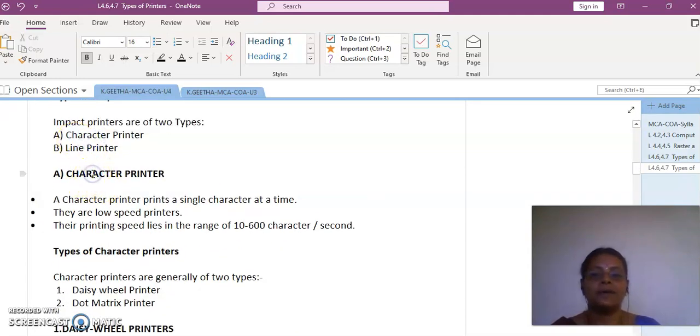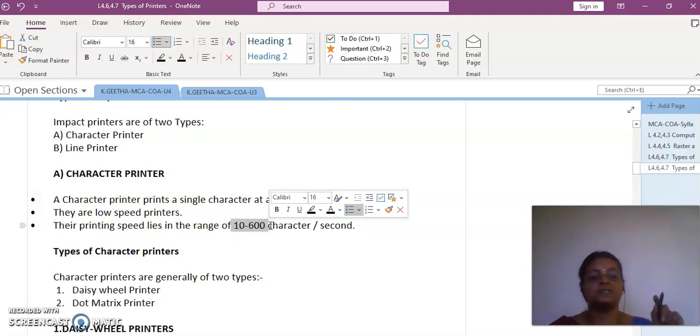Coming to character printers, they are able to print a single character at a time, only one character at a time. Because of this, they are low speed. The printing speed for these character printers ranges from 10 to 600 characters per second. So in 1 second, these printers are able to print 10 to 600 characters. Based on our requirement, we can choose whichever type of printer we want.